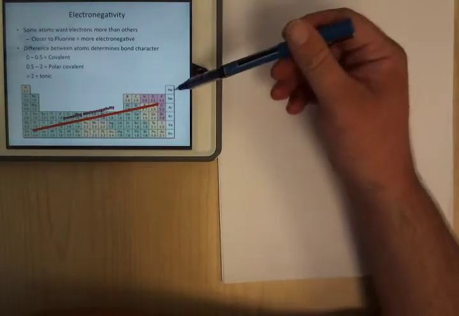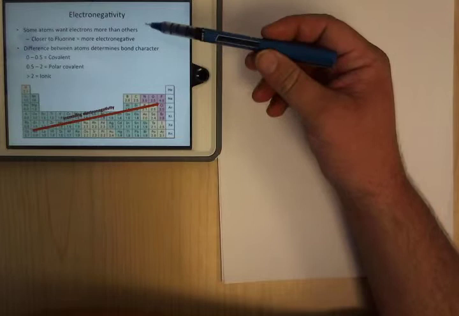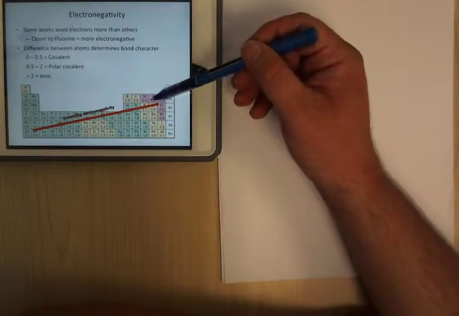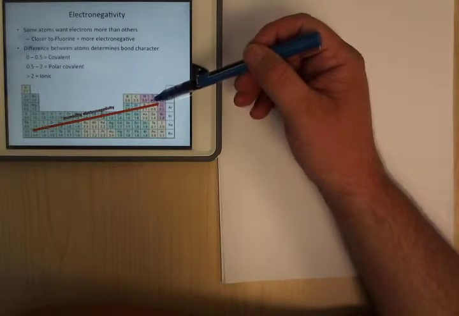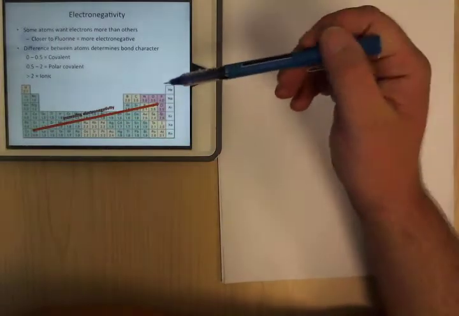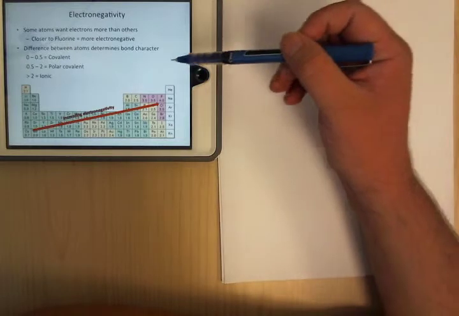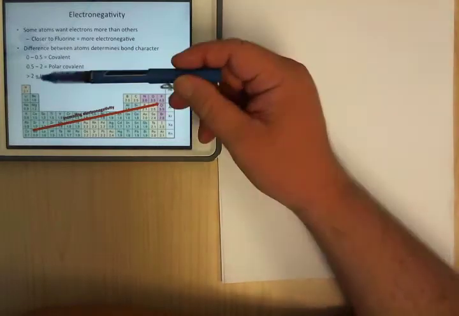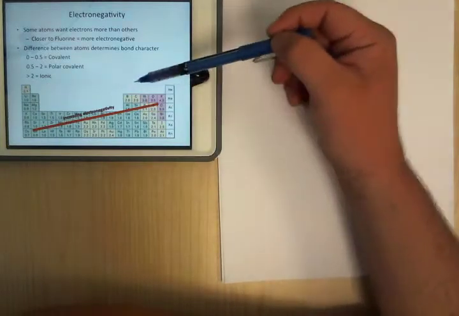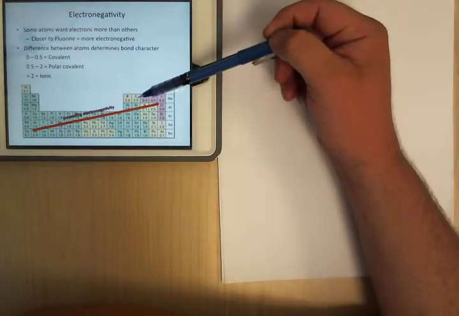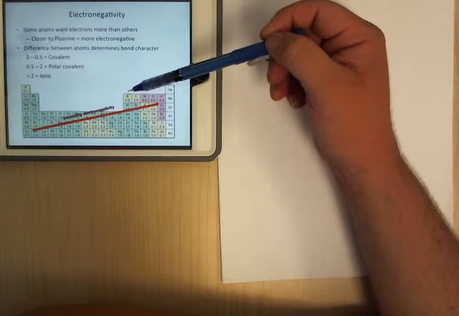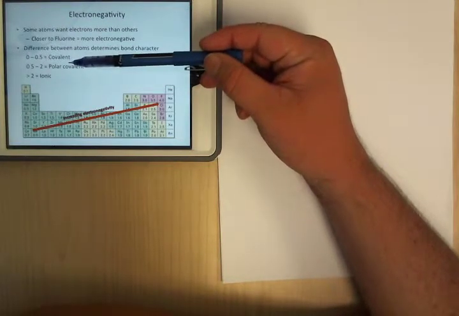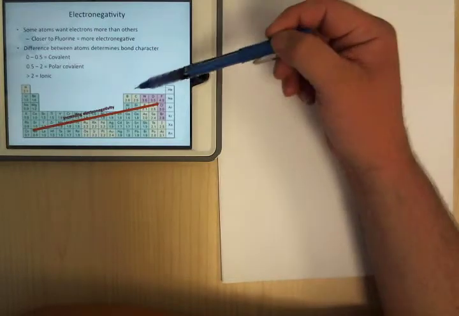If you wanted to calculate it, it's really the difference between the atoms in the bond that determines the polar character. It doesn't matter if it's a single, double, or triple bond; we're just looking between the atoms. If the difference is low, so hydrogen here is 2.1, carbon is 2.5, the difference would be 0.4, which we consider to be a covalent bond.